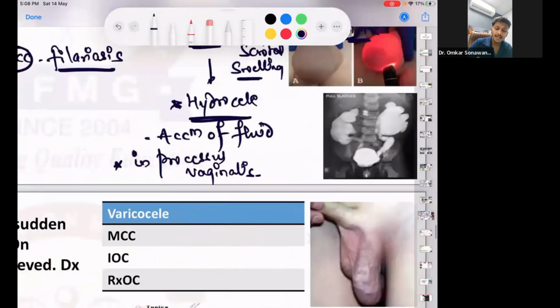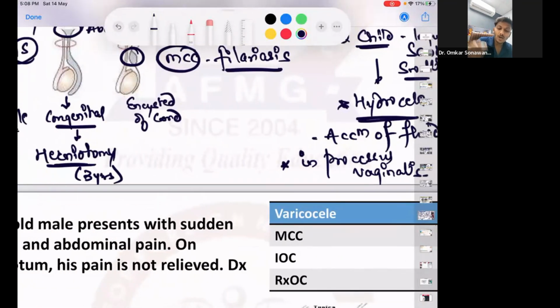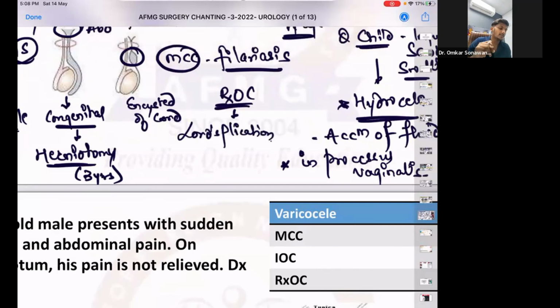याद रख लो ये. Next, if I talk about hydrocele in general, what is the treatment of choice for hydrocele in general? The surgeries that we perform: if it is a small hydrocele, we can just do a plication surgery, and that is called a Lord's plication. But if it is a large hydrocele, we need to do an eversion of the sac.